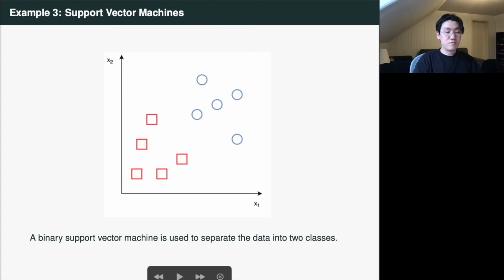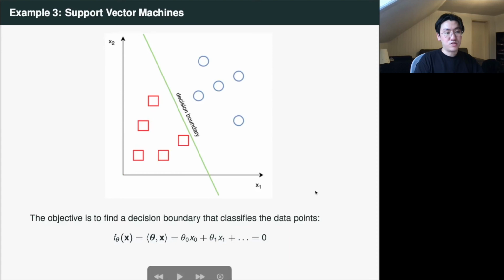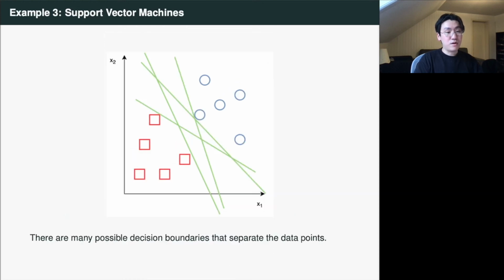The final example I would like to discuss is support vector machines. A binary support vector machine is used to separate the data into 2 classes. For this dataset, we have square data points and circle data points. The objective of the support vector machine is to find the decision boundary, defined as this, to classify the data points. There are many possible decision boundaries that separate the data points. Which one should we choose?